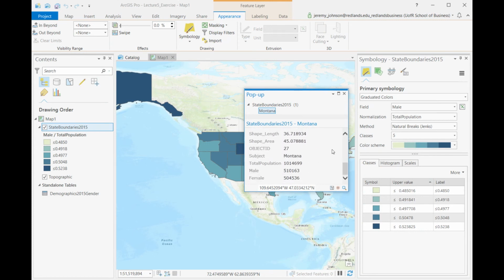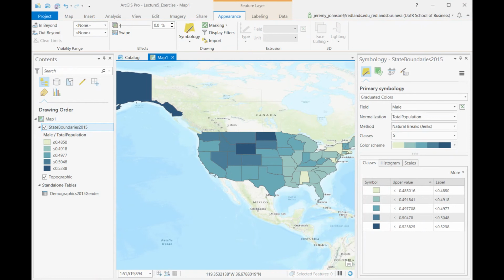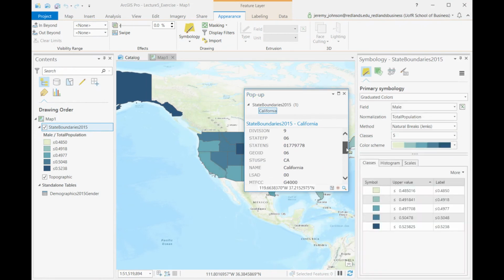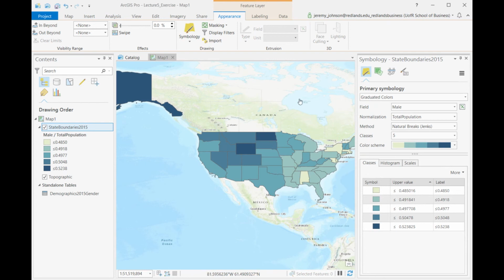So the total population of Montana is just over 1 million, right? So if we look at that, and that highlight would be like a comma separation, 1,014,699. But if I select California, then the population is significantly higher because now it's 38 million, et cetera. So it's difficult to compare the two. And so what we're looking for now is that comparison.